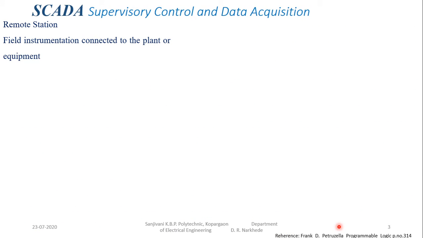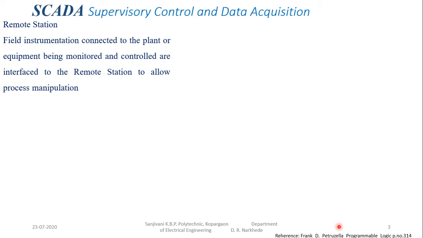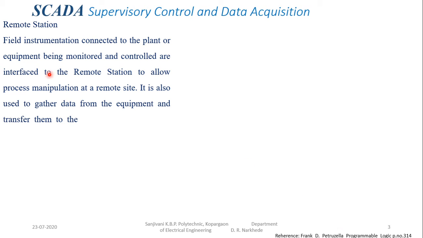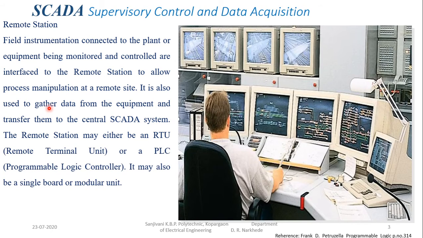Next is the remote station. Field instruments connected to the plant or equipment being monitored and controlled are interfaced to the remote station to allow process manipulation at a remote site. It is also used to gather data from equipment and transfer it to the central SCADA system. The remote station may either be an RTU, remote terminal unit, or a PLC, programmable logic controller. It may also be a single board or modular unit.